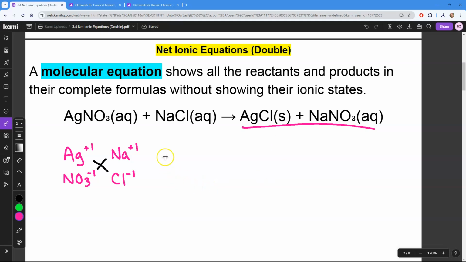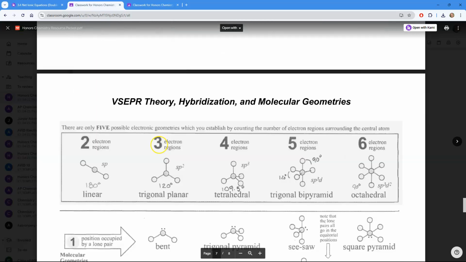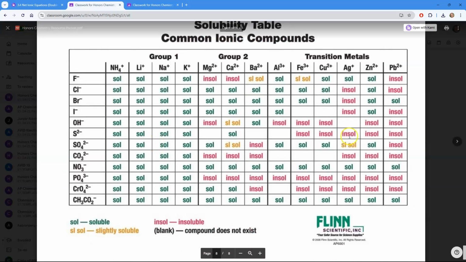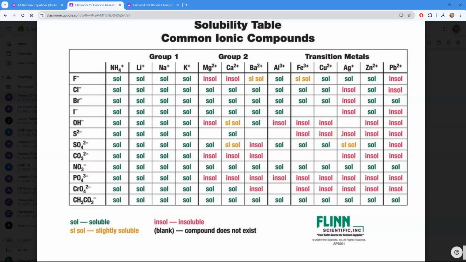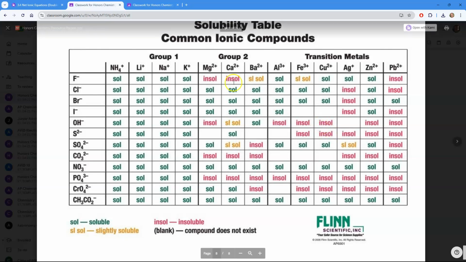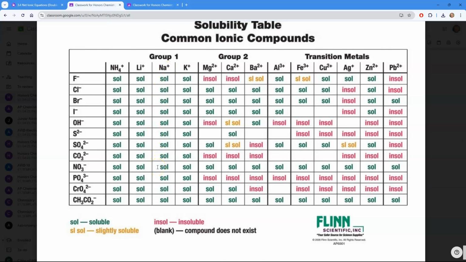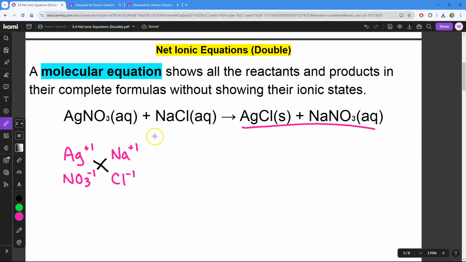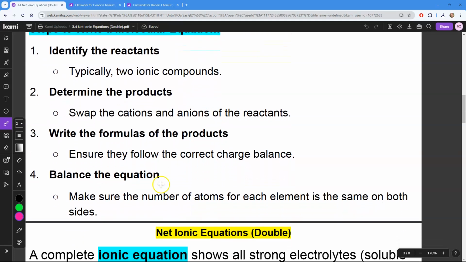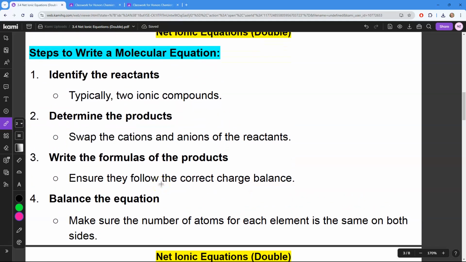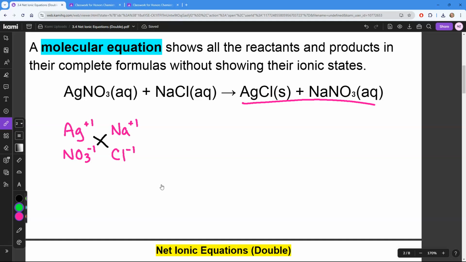Okay, now the states of matter come from this table. This is the official Flynn Scientific Common Ionic Compounds Solubility Table. So we would just match things up. For example, we had sodium nitrate, so I would find sodium, and I would go down to nitrate. It says soluble, so that means that the state would be aqueous right here. Okay, so basically we went through all the steps right here. Our final step is to balance the equation.